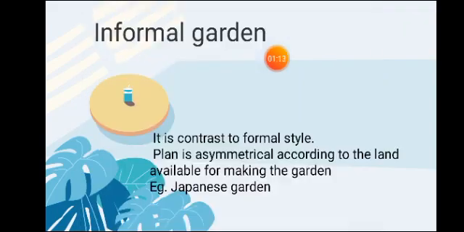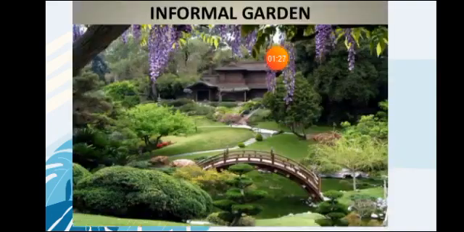Next, informal garden. The style reflects naturalistic effect of total view and represents natural beauty. It is in contrast to the formal style. Plan is asymmetrical according to the land available for making the garden. Smooth, curvaceous outlines are more appropriate. Water bodies are more irregular in shape.